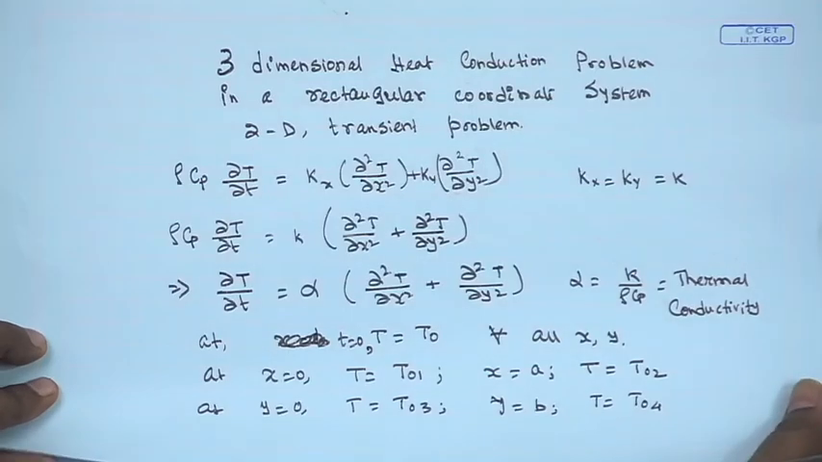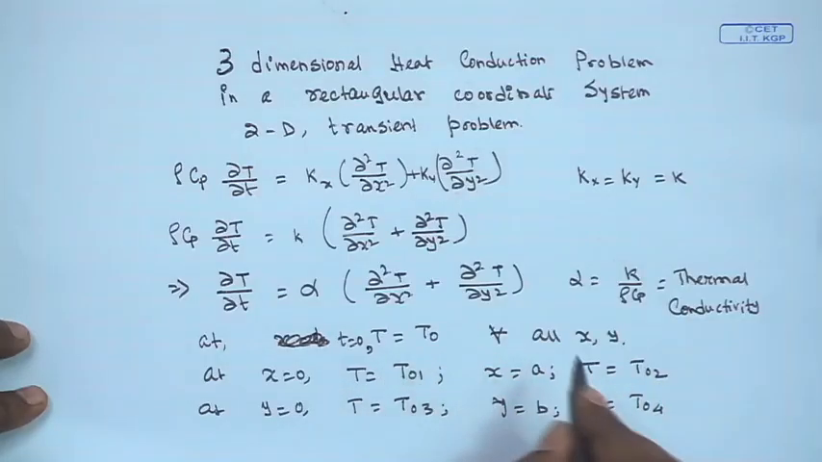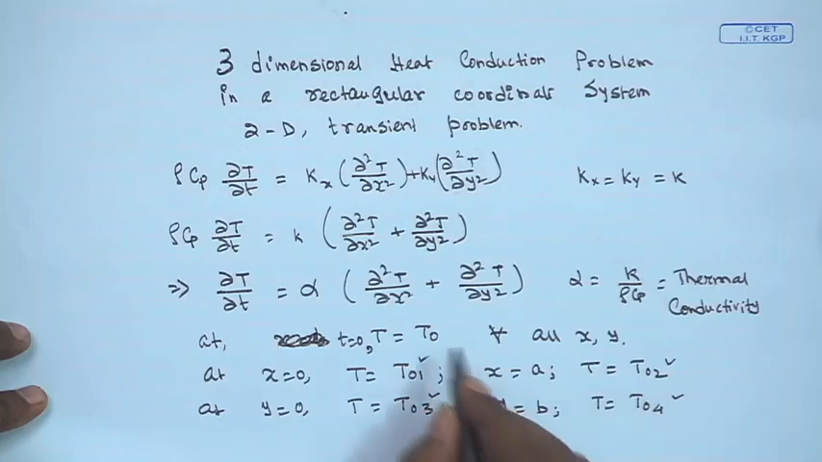Now, as we have seen earlier, let us count how many non-homogeneities we have in this particular problem. There will be 4 non-homogeneities appearing in the 4 boundary conditions and 1 non-homogeneity appearing in the initial condition. There are 5 sources of non-homogeneities in this particular problem.